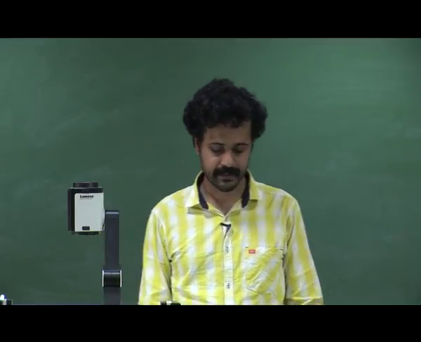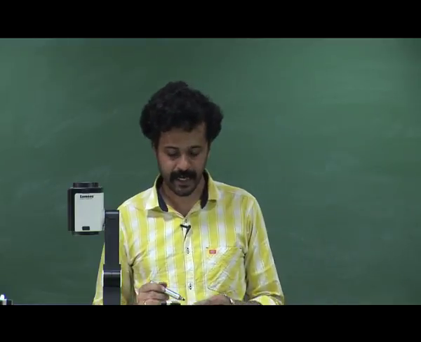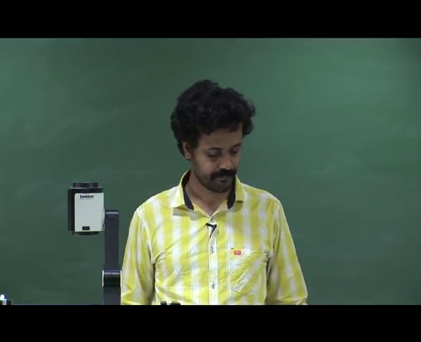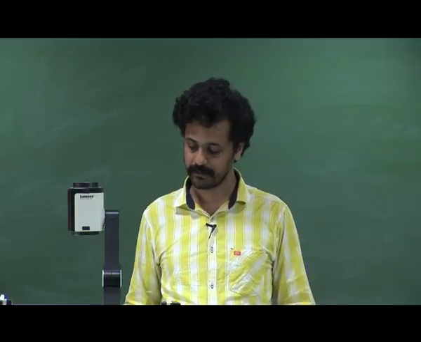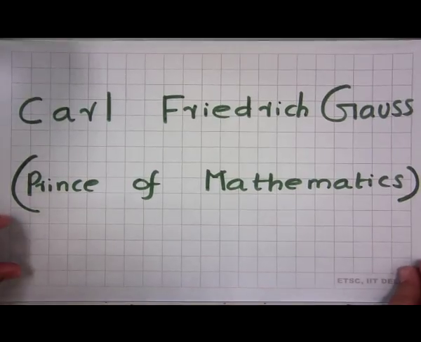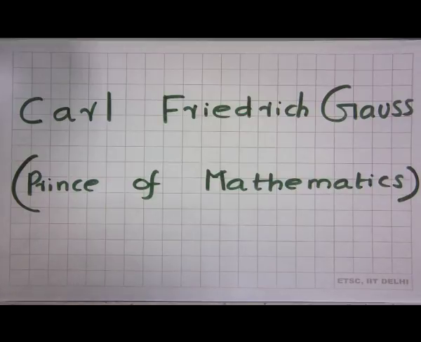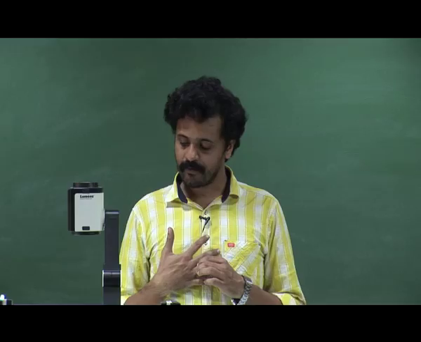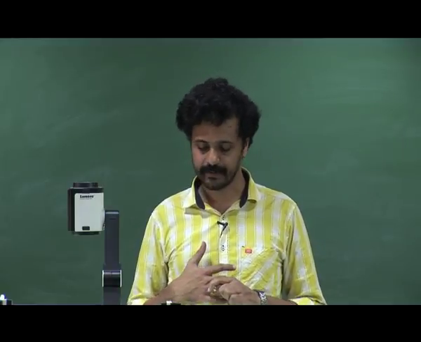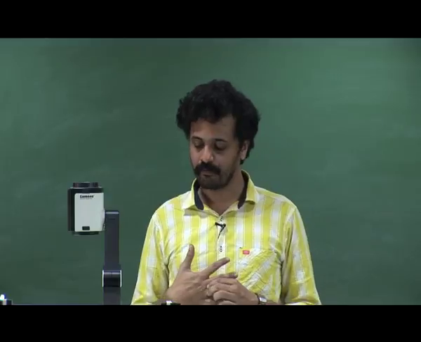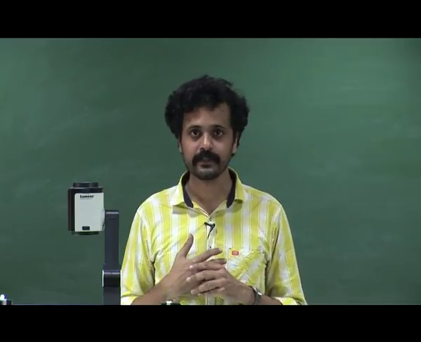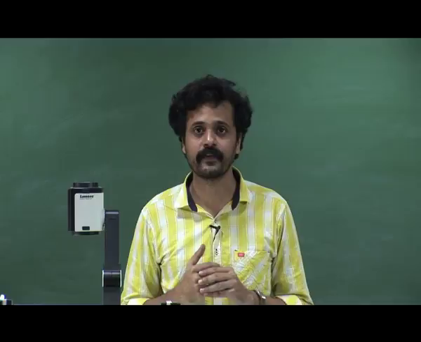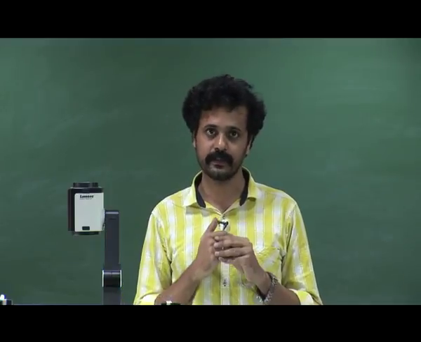Before answering this, let me share an anecdote with you. This is a famous story about Carl Friedrich Gauss, popularly known as the Prince of Mathematics. The story goes like this. Gauss was punished by his teacher for his misbehavior. What was the punishment? The punishment given was to find the sum of the first 100 natural numbers.